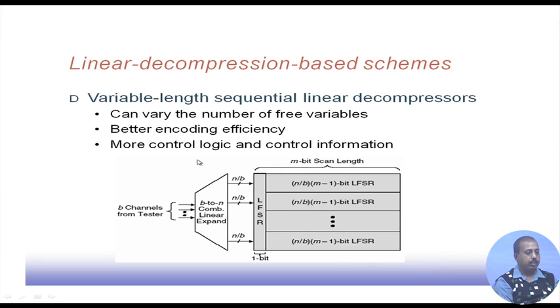by doing this transfer. Encoding efficiency is better because the structure itself is quite complex, but we then need more control logic and control information, like how we are going to do the expansion, then controlling this LFSR to generate the bits, and these extended LFSRs to generate the extended pattern. That way the control becomes a bit complex.